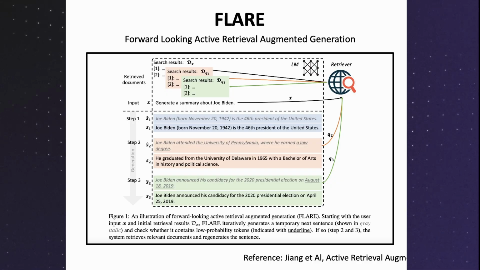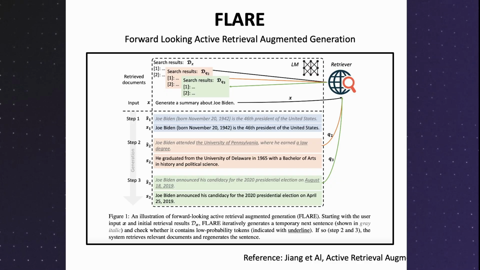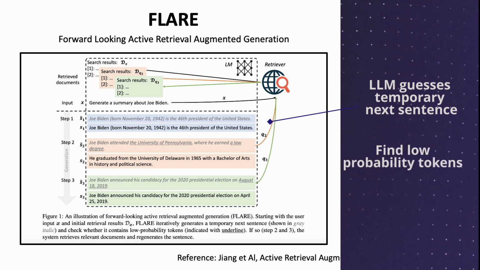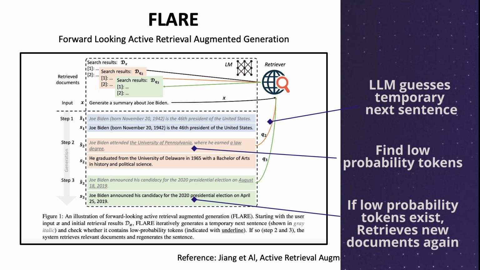FLARE, or Forward-Looking Active Retrieval Augmented Generation, is an iterative post-retrieval strategy. Starting with the user input and the initial retrieval results, an LLM iteratively guesses the next sentence. Then we check if the generated guess contains any low log probability tokens, like indicated here with the underline. If so, we call the retriever to retrieve useful documents from the dataset and make necessary corrections. And this process is repeated in a loop until the LLM thinks it has arrived at the correct answer.